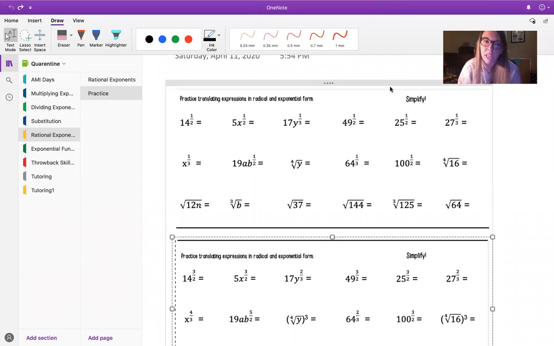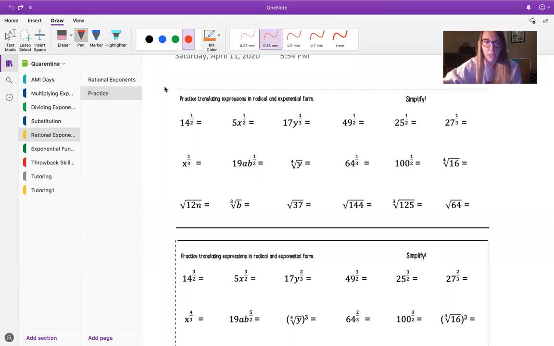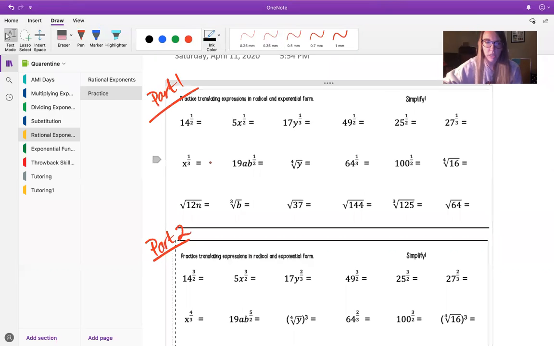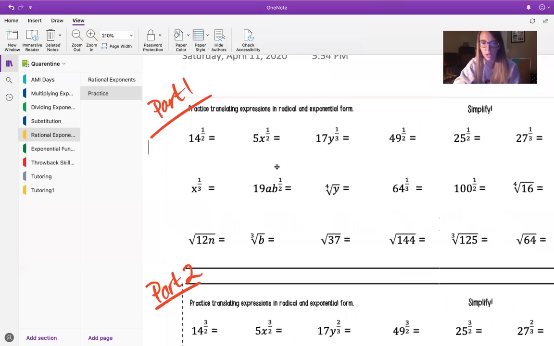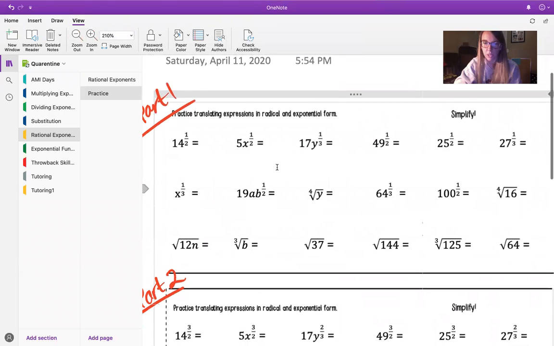Okay, here we go with the practice problems for rational exponents. All right, so we have two parts here. We have part 1 and we have part 2, just like in our notes. Okay, so we're going to break them up like that. So let me zoom in so we can kind of focus in on one part.